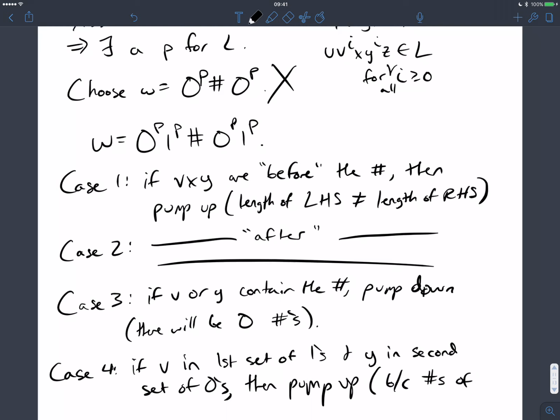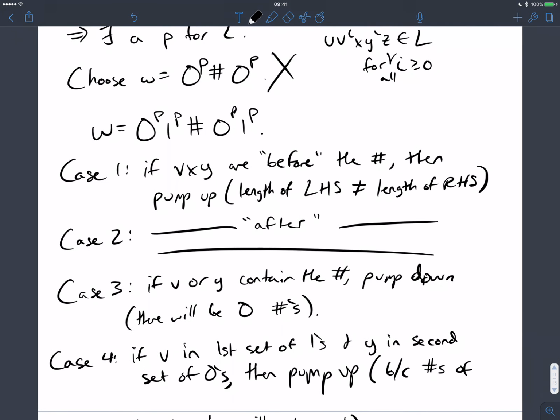Can we give an example of case 1 when you say VXY should be everything before the pound sign? So VXY equals 0 to the P, 1 to the P, and you say pump up, do you mean we should make it double? No, I'm saying there are many possible decompositions of VXY into the first half. For example, if VXY were entirely in the zeros, or entirely in the ones, or a mix of both. I'm just saying, if it's all over on the left side, then we can pump out.